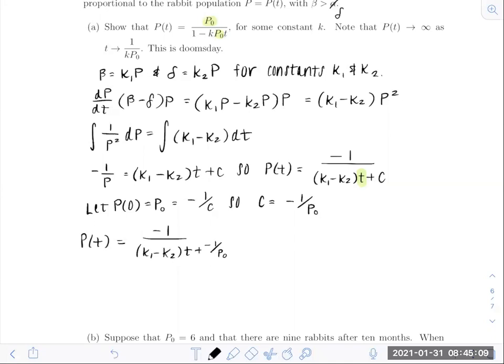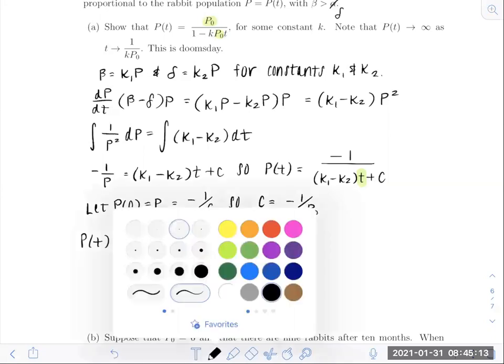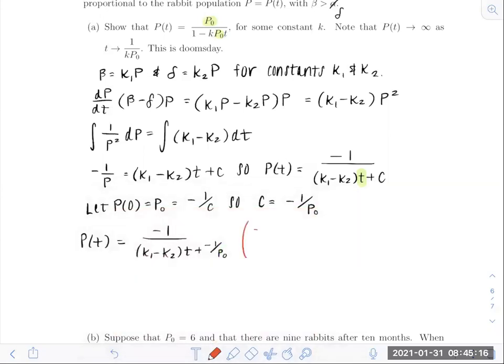And if we look up above, this still isn't quite what we're looking for. So to remedy that, let's go ahead and multiply the numerator and the denominator by a -P naught, and that'll simplify things. So the top becomes P naught, the bottom becomes a -P naught K1 minus K2 T plus 1.